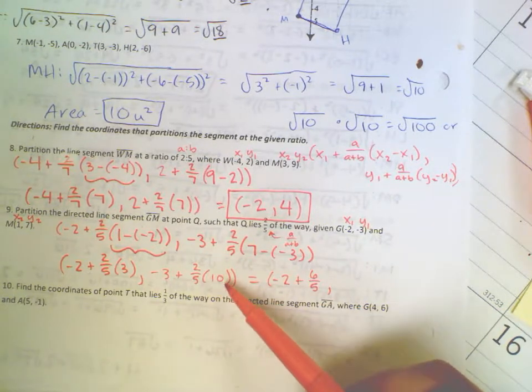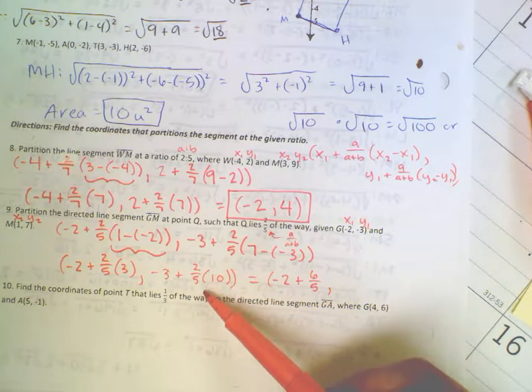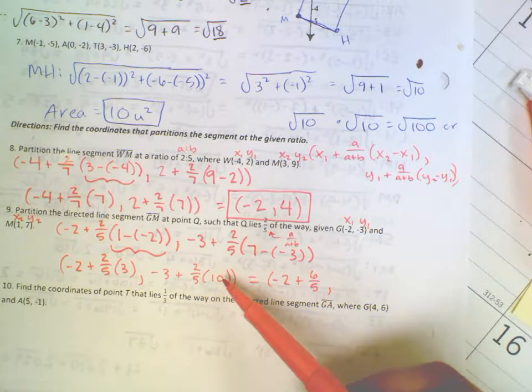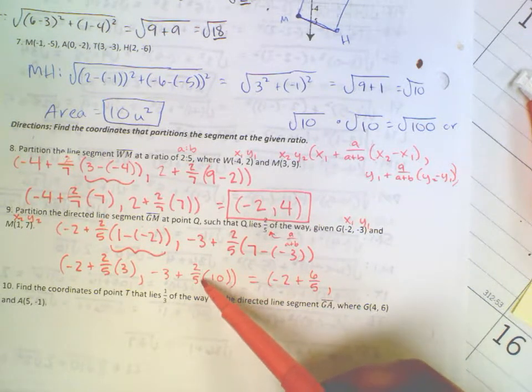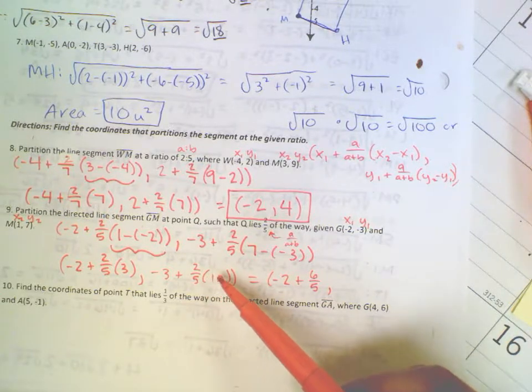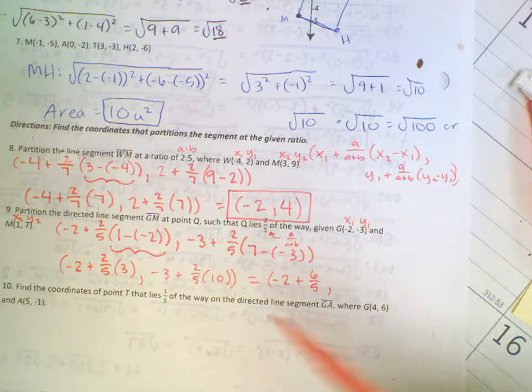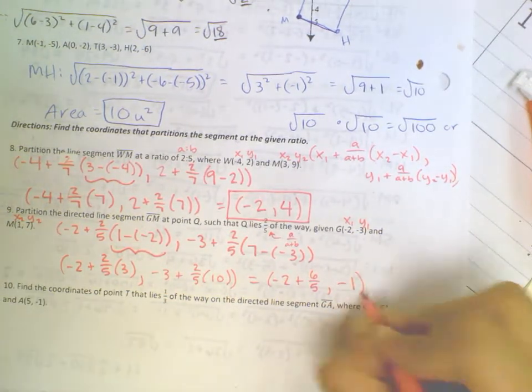10 times 2 gives you 20. 20 divided by 5 is 4. Or you could take a 5 out of both of these, and this would be left as a 2. This would be a 1. So 2 over 1 times 2 equals 4. So then we have negative 3 plus 4, which will give us negative 1.